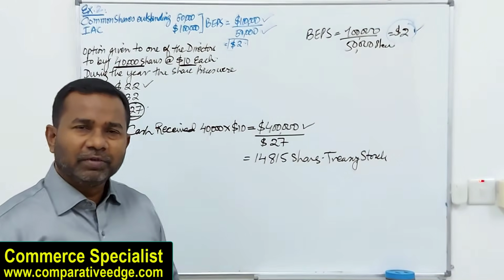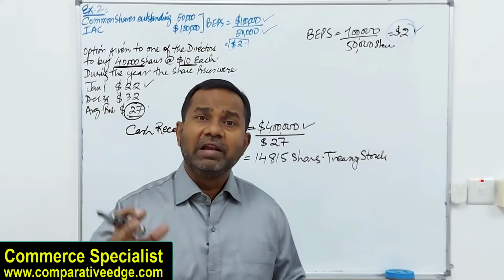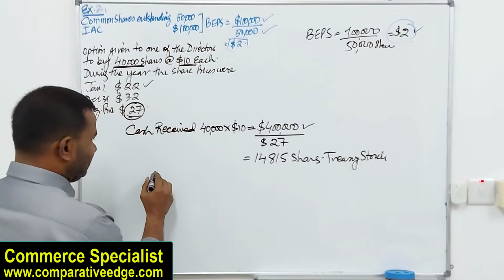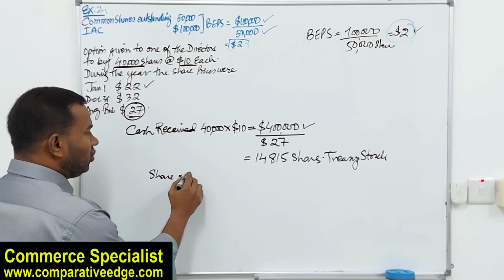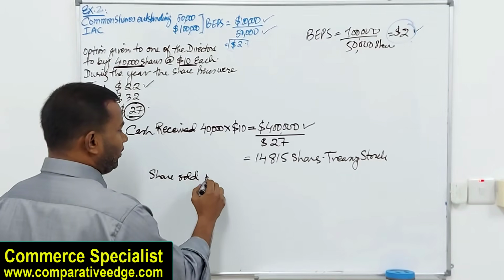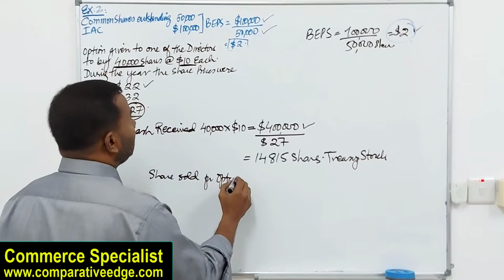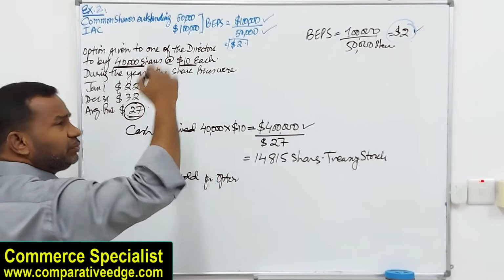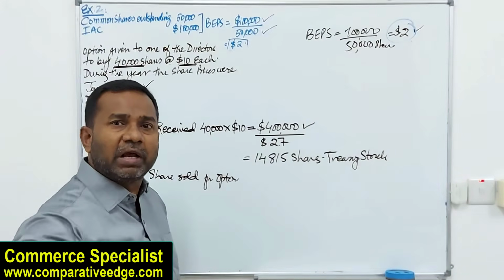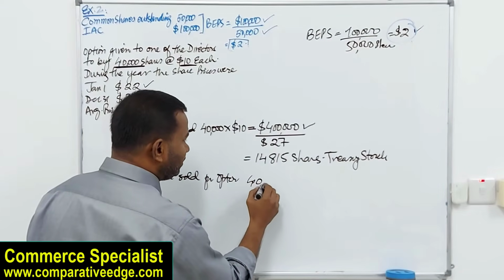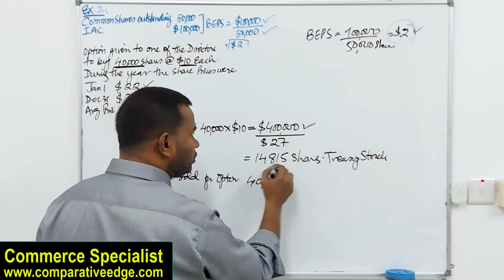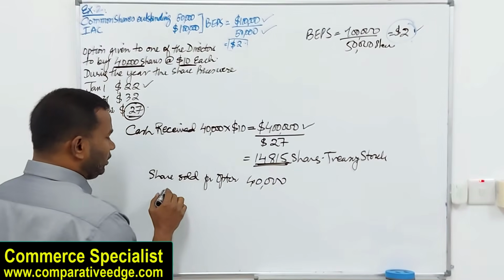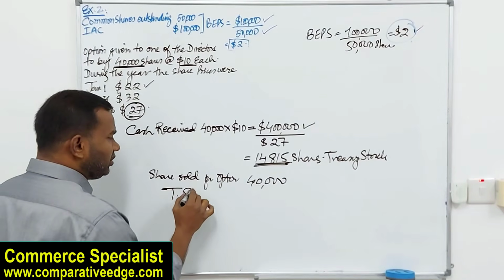Treasury stock. Now what we have to look at are the net numbers. Look at this. Shares sold for option. The directors bought, which means we, the company, sold 40,000 shares. But at the same time, with the money which we received, we also purchased some treasury stock. So you subtract the treasury stock from it.